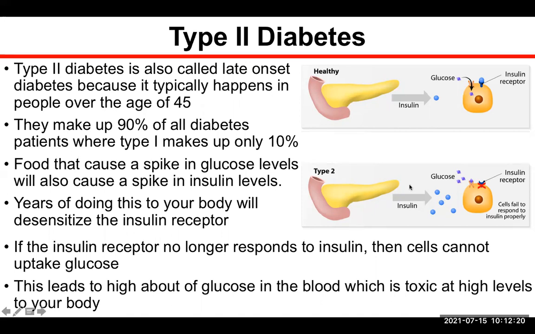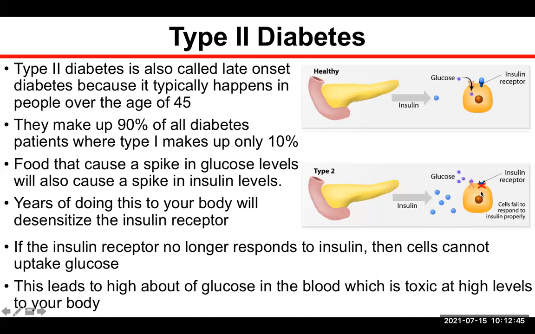You're basically abusing your body by eating all of these for many decades, and that is going to lead to type 2 diabetes. Eventually, your insulin receptor is going to stop responding to the insulin. And scientists are still trying to understand why this is. We don't really know. But what we do know is there's this thing called insulin insensitivity.